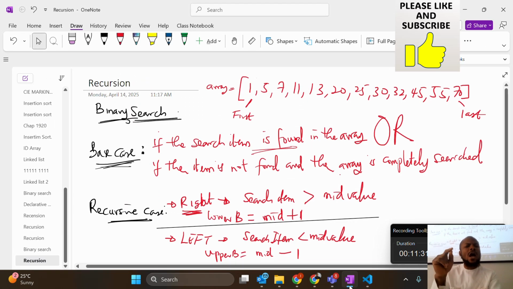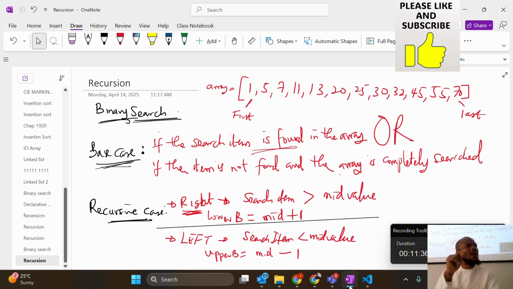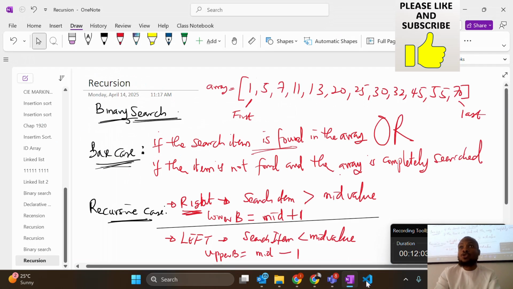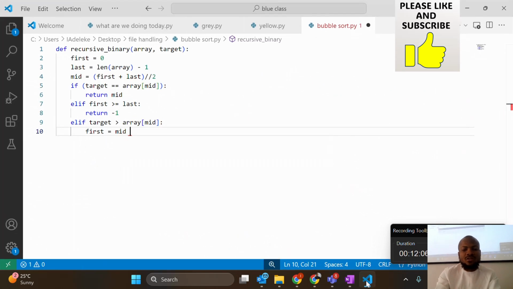What should happen if the value is greater? The lower bound should change, not the array. No, you're not slicing the array. Just change the lower bound. That was what I taught in the last class, right? The lower value to change is first, isn't it? So first should be equal to mid plus 1.